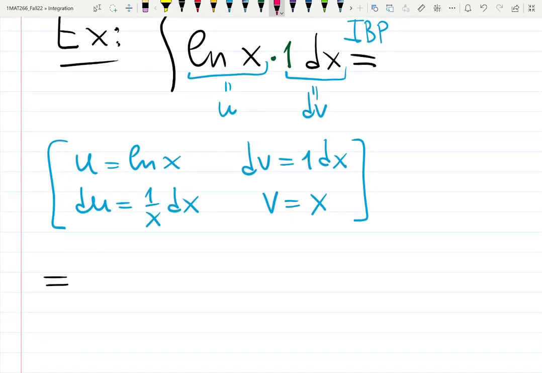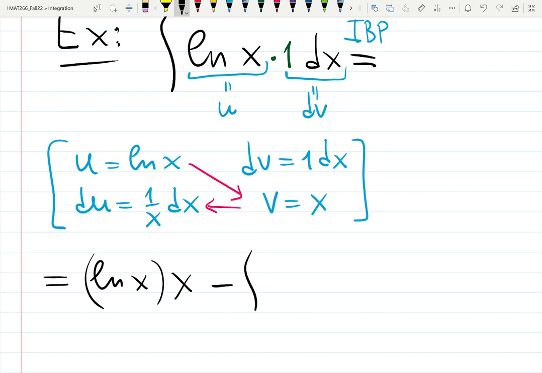Either you remember the formula uv minus integral v du, or you remember cross minus integral of the bottom product. Cross: ln x times x minus integral x times 1 over x dx. While you're writing, I'll keep talking. The idea of integration by parts is to break a complicated integral into a piece which is integrated, and then another piece which is hopefully an easier integral. That is the idea.